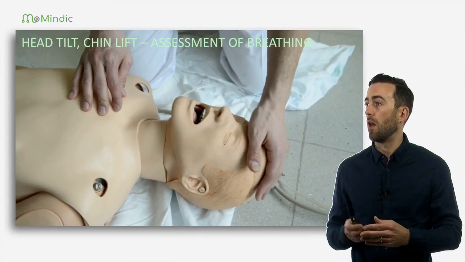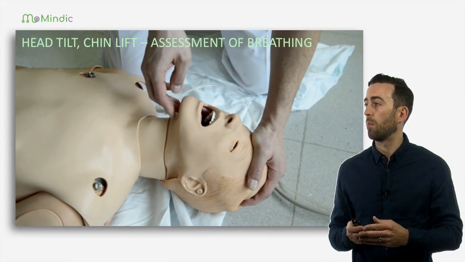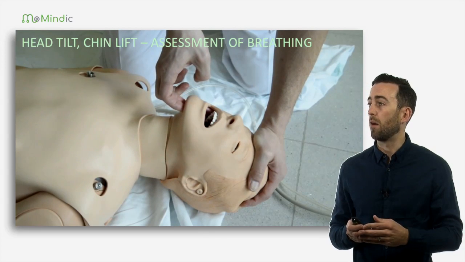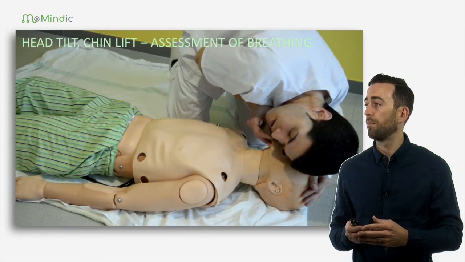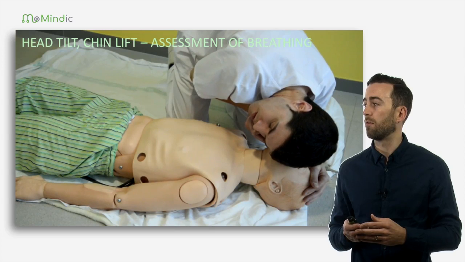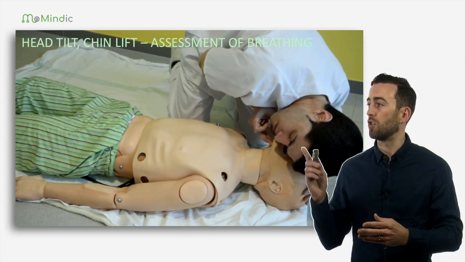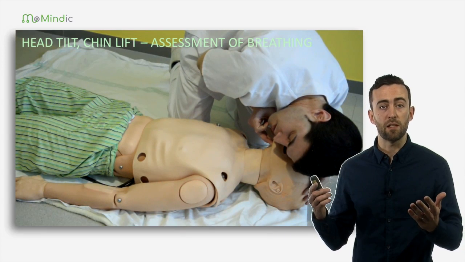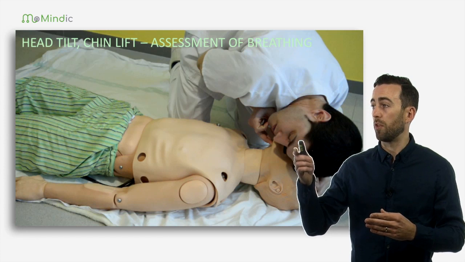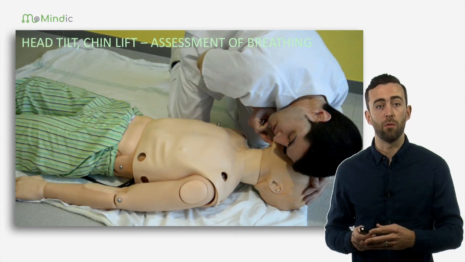So our patient is unresponsive. You see our rescuer places their left hand on their forehead and tilts it gently back, and their right hand, you'll see, is lifting the chin. We are listening and feeling for breathing here, so the rescuer is feeling for expired breath against the cheek and is also listening for any expired breath sounds against their ear. In this position, you can also see if the chest and thorax is moving adequately.